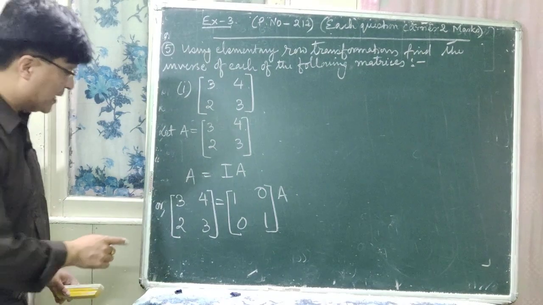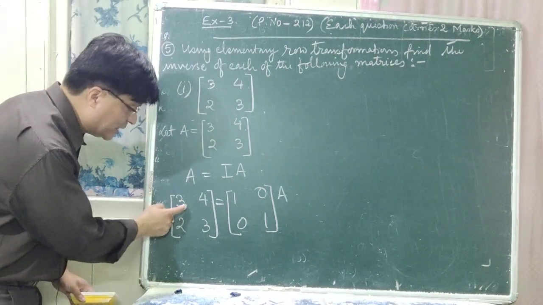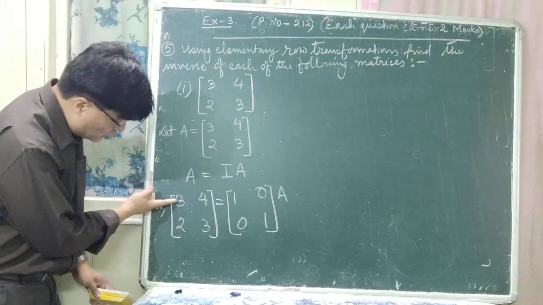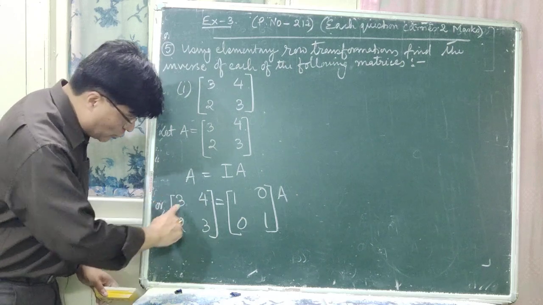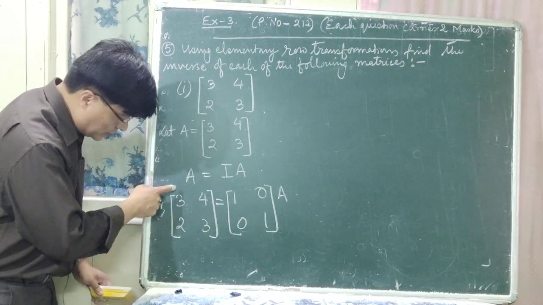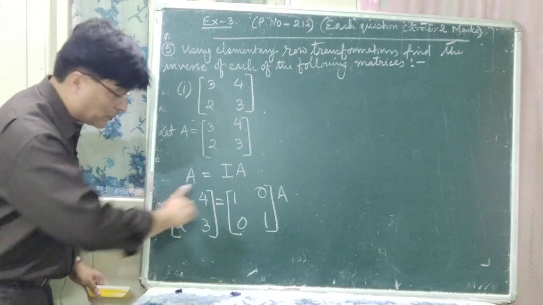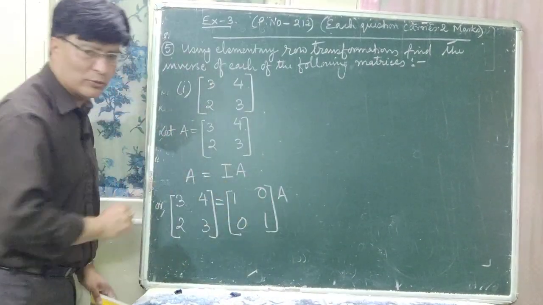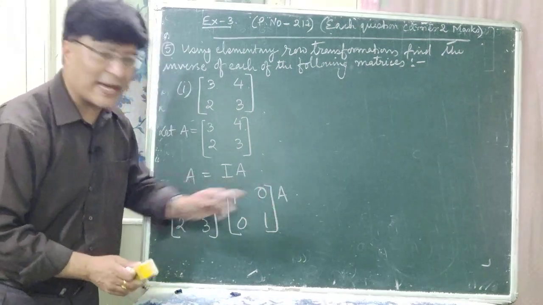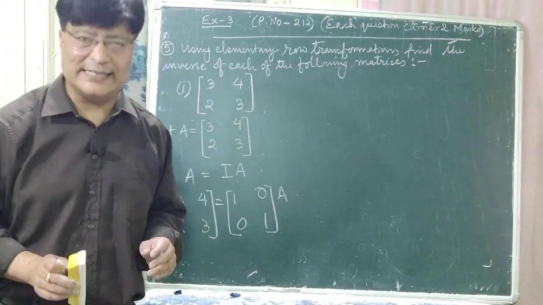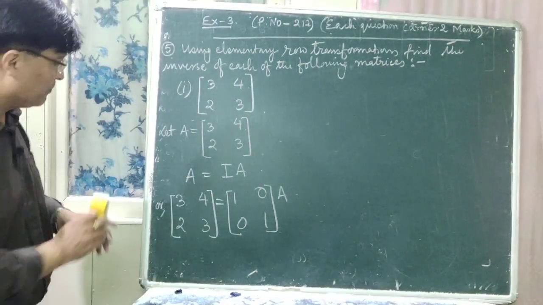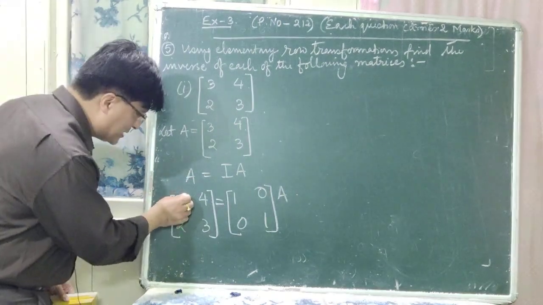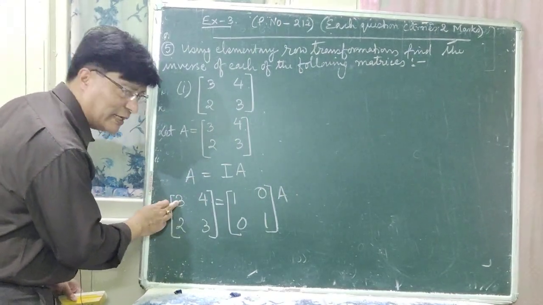Now in this case, how can you make this 3 into 1? That is row 1 minus row 2. This is row 1, this is row 2, this is column 1, this is column 2, this is also row 1, this is also row 2, this is column 1, this is column 2. And you have to keep capital A matrix as it is. Is that clear now? So now you can convert these 3 into 1.